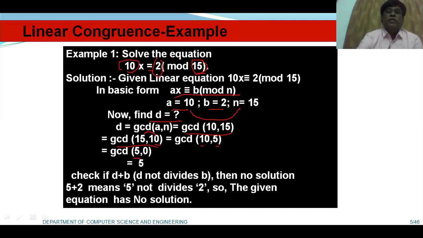What is the remainder of dividing 10 by 5? It is 0. So finally we have the value 5. So this is the greatest common divisor of 10 and 15, the d value.